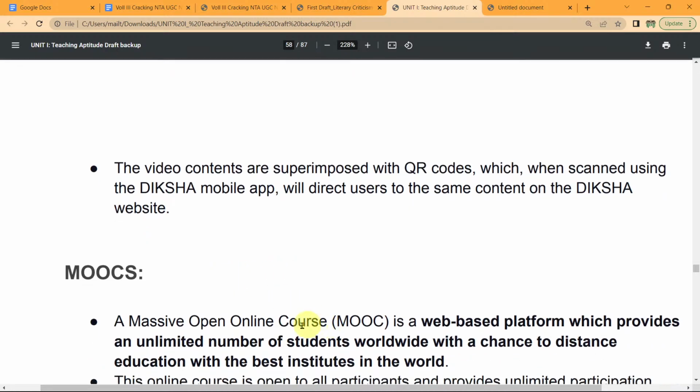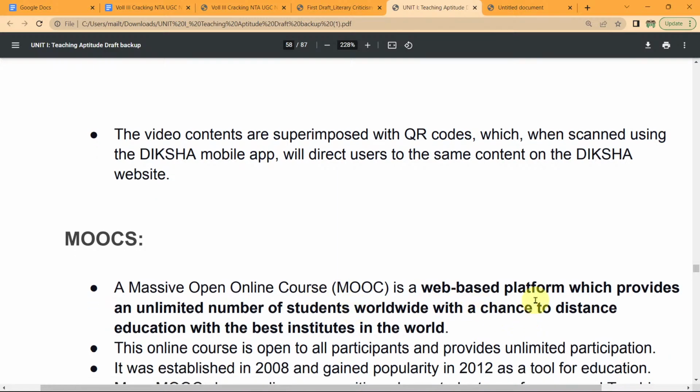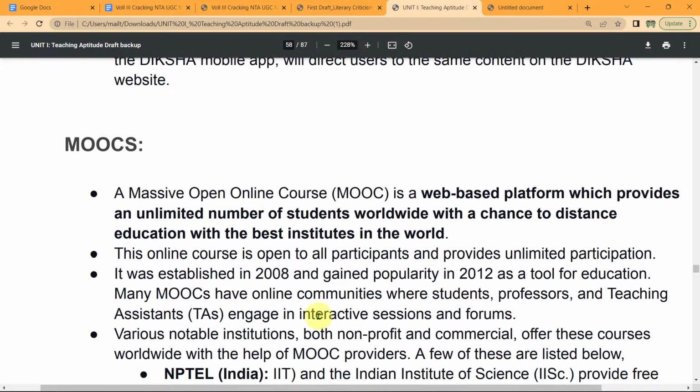And MOOCs are simple. They have asked once the full form about it. A massive open online course. And MOOC is a web-based platform which provides an unlimited number of students worldwide with a chance at distance education with the best institutes in the world. Got it? It was established in 2008 and gained popularity in 2012 as a tool for education.